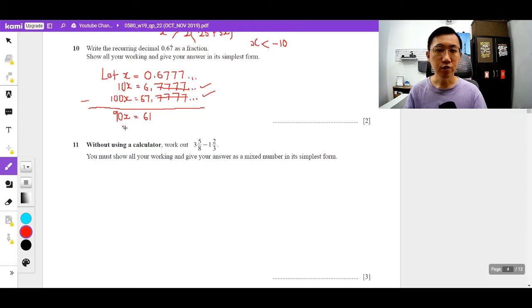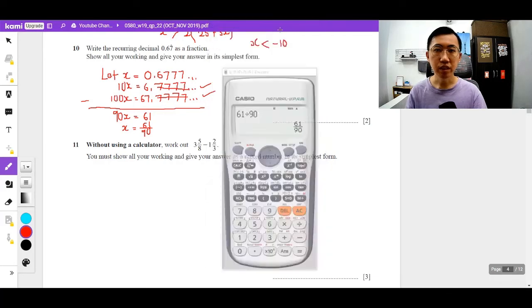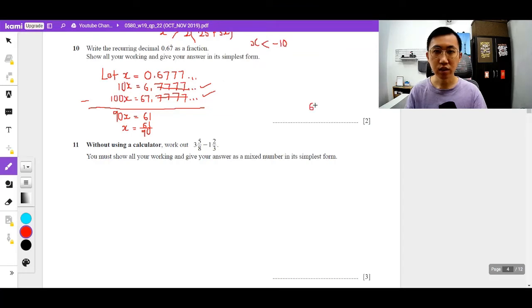Now, I want to solve for x, right? So bring 90 towards the other side. You will get 61 over 90. And from here, use our calculator again. See if you can simplify anything or not. Divided by 90. Okay, so I can see that the simplified fraction over here is still the same, 61 over 90. That's because 61 is a prime number. Okay, so copy. That will be the final answer. 61 over 90. Alright. Because they say your recurring decimal has to be written in the fraction form for final answer. So there you go. Working 1 mark, final answer 1 mark.